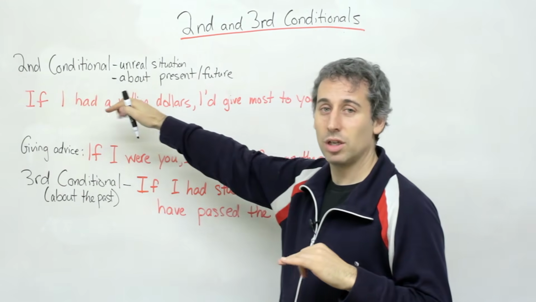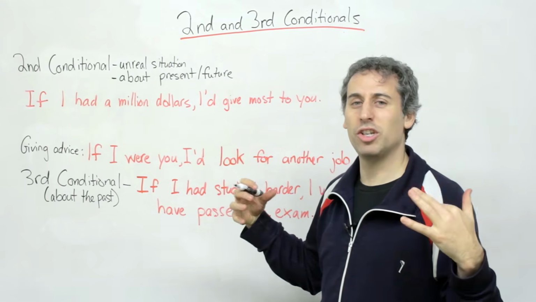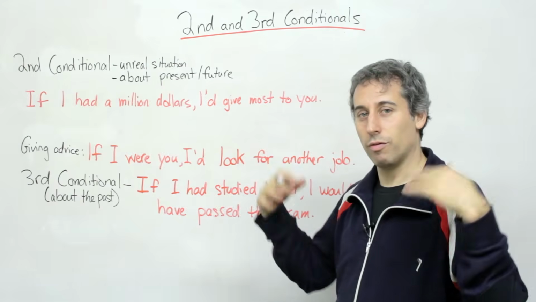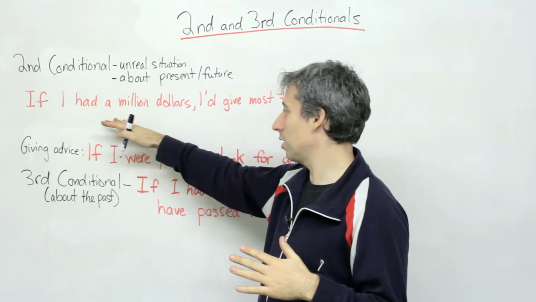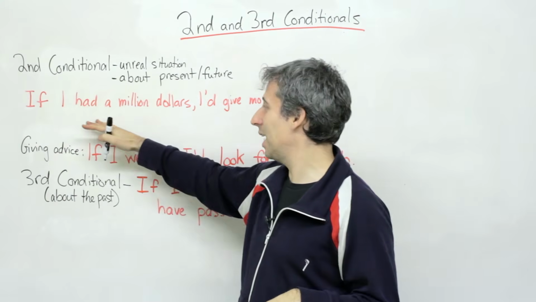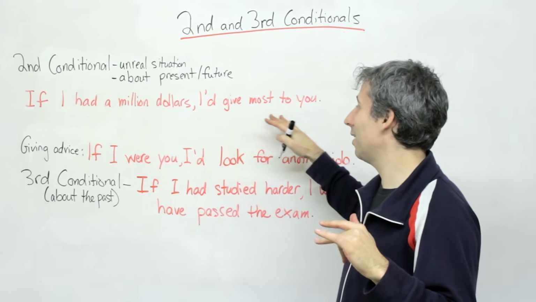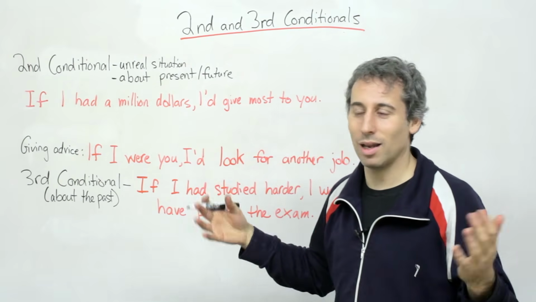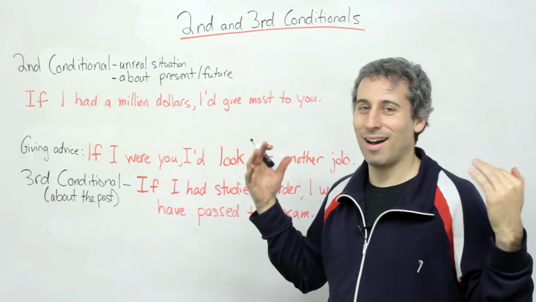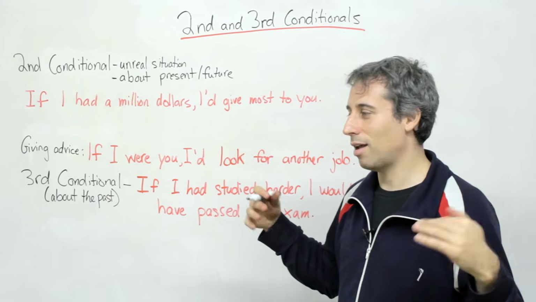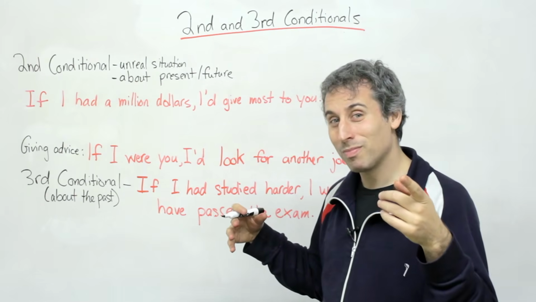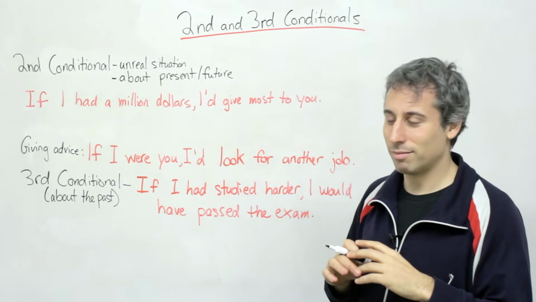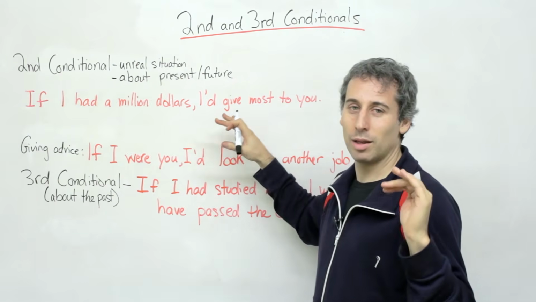So the second conditional is talking about an unreal situation. It's very unlikely. It's also talking about the present or the future. So this is the second conditional here: If I had $1 million, I'd give most to you. Okay, so that's pretty unreal. That's pretty unlikely. I'm not going to have $1 million anytime soon. And as much as I like you, I probably wouldn't give you the $1 million. Well, certainly not most. Anyway, it's a pretty unlikely, pretty unreal situation.